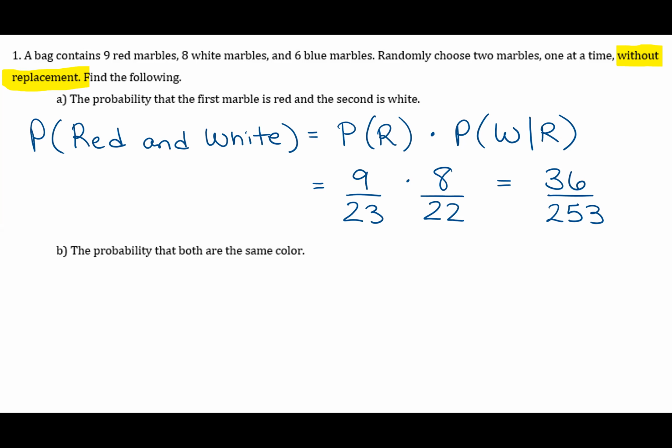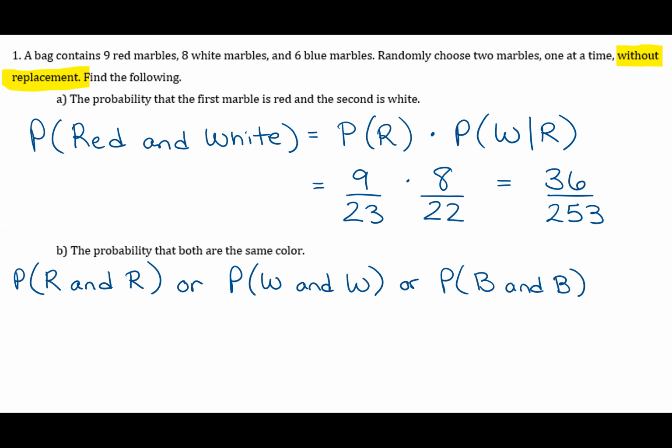Okay, so part B says the probability that both are the same color. So now we got to get a little creative here. We got to think about all the ways that you can have 2 marbles of the same color. So you could obviously have 2 reds, 2 whites, or 2 blues. So we have 3 different outcomes that would satisfy that event.